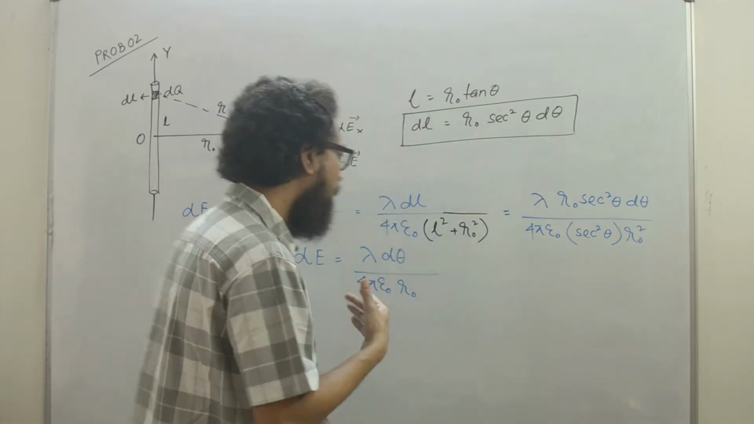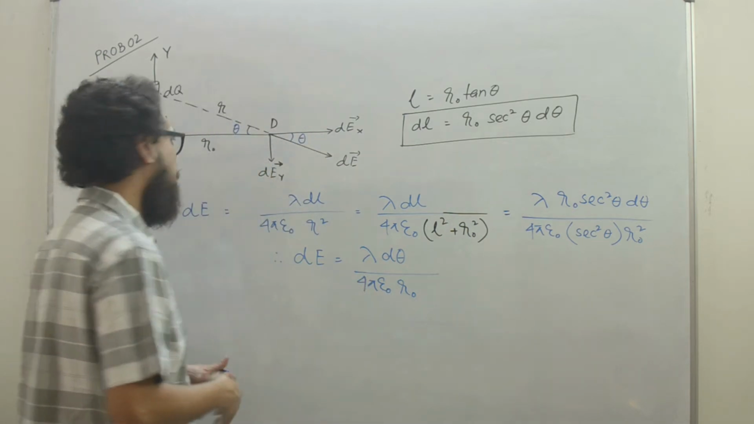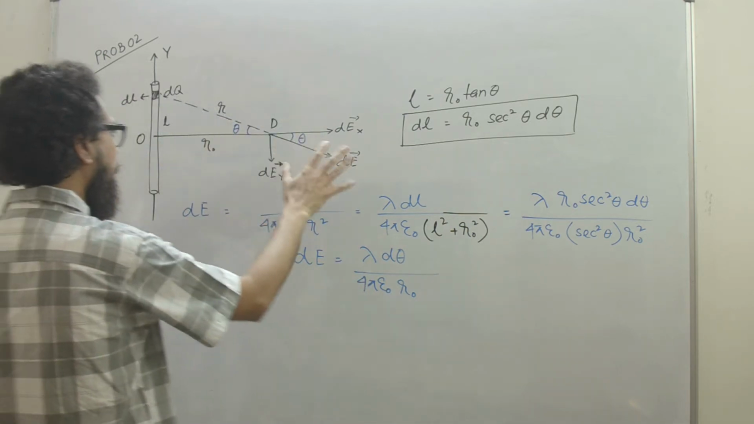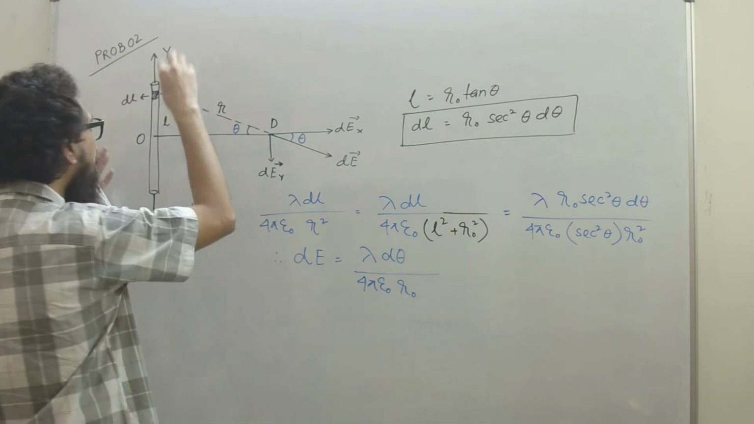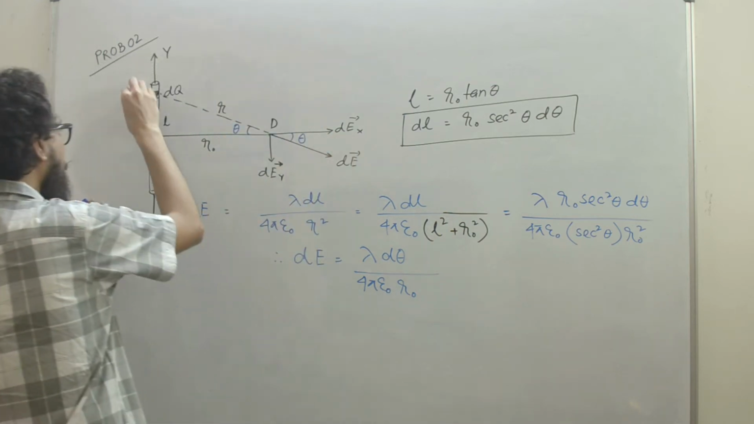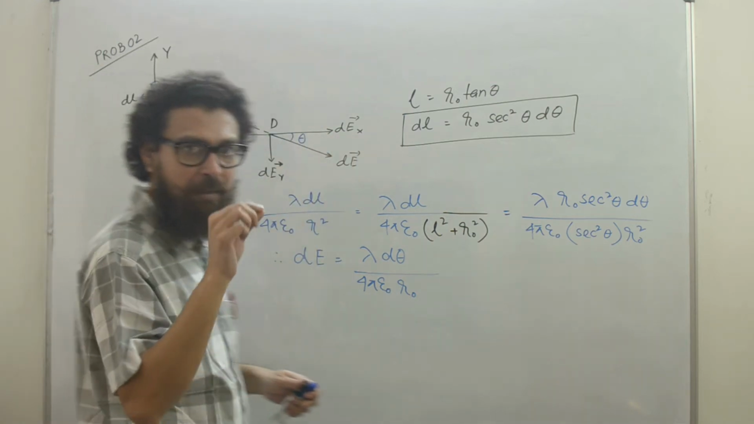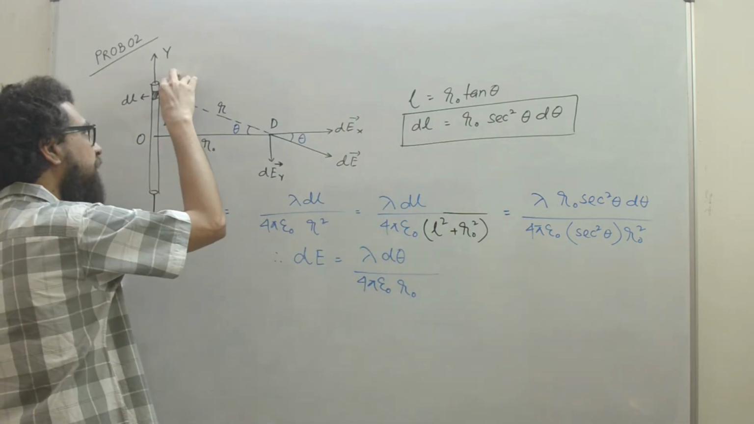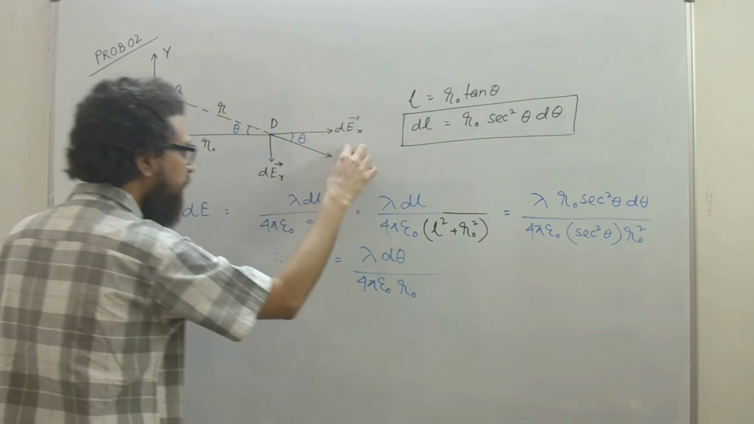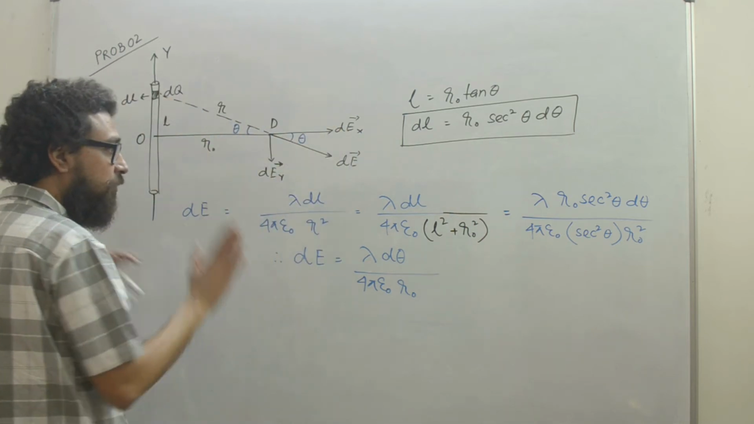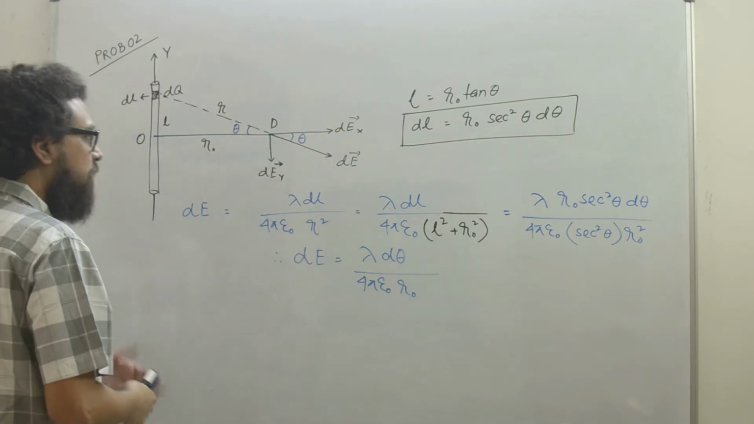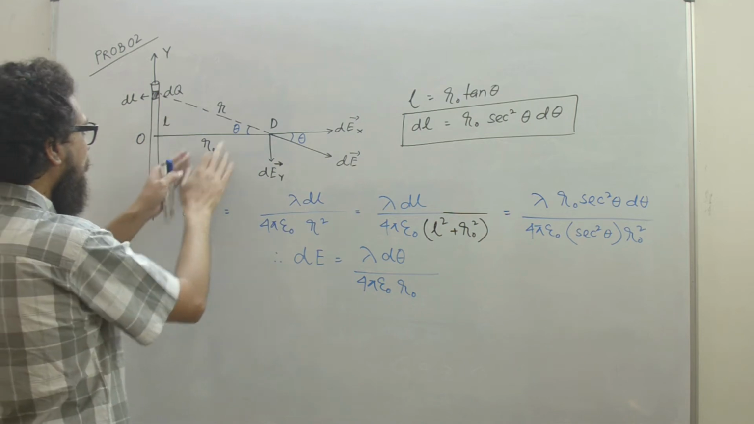So let me try to generalize the things. So for that reason we have drawn all these things, and all fine. We have DE. So for DQ we have DE, and we have taken an elementary section DL on the wire, and we have taken a charge of elementary section is DQ. So the elementary electric field is DE. This is first we have to understand. Great.